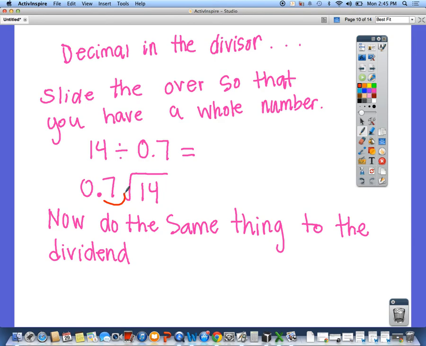I slide it over. And whatever I do to the divisor, I have to now do the same thing to the dividend. So I've slid it over. Do I have 7? I start at my whole number, wherever I'm at. I have to slide that over. That little space right there represents that I have to add a 0. So when we solve, we have 7 on the outside as my divisor, and now I have 140. And then you can continue from there.